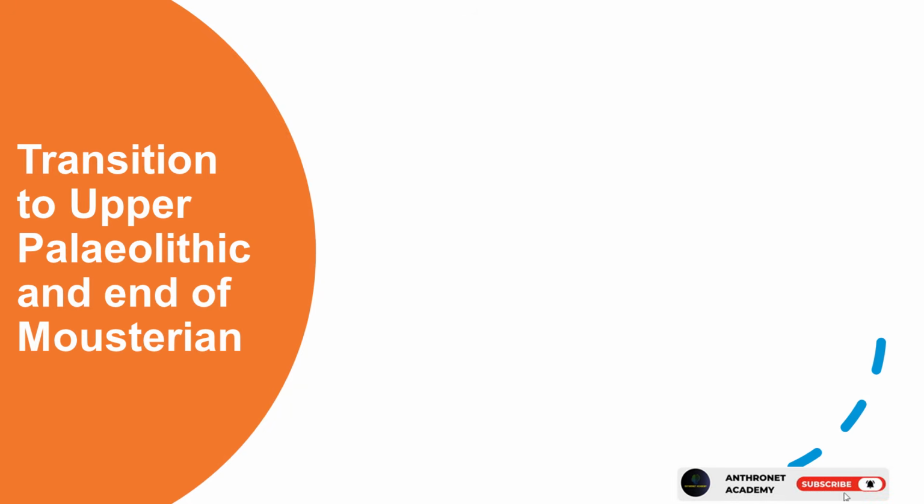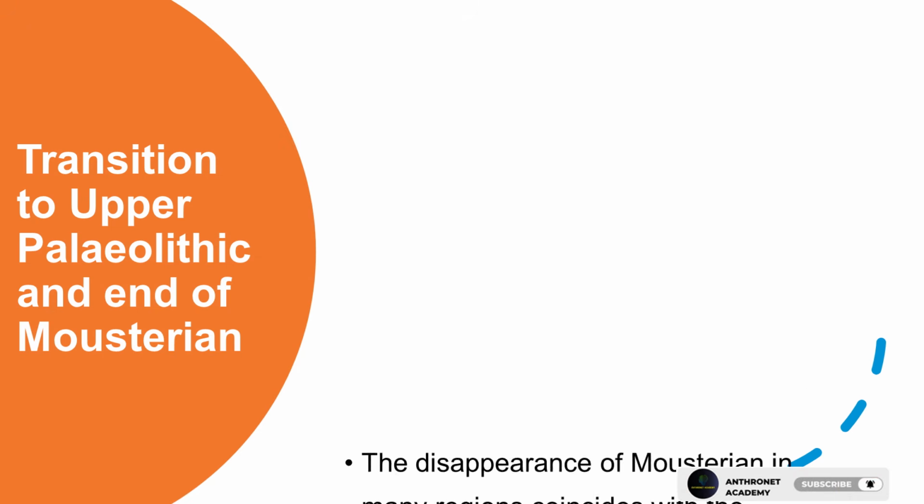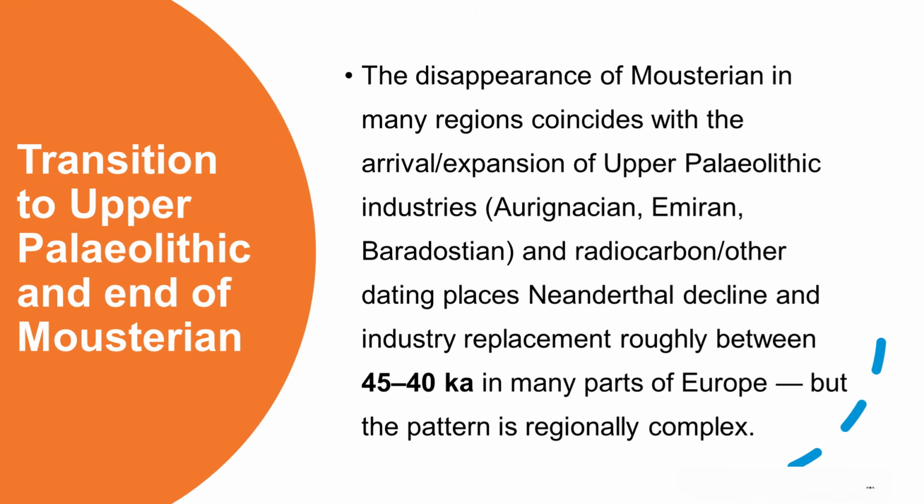Transition to Upper Paleolithic and end of Mousterian. The disappearance of Mousterian in many regions coincides with the arrival and expansion of Upper Paleolithic industries: Aurignacian, Emiran, Bohunician. Radiocarbon and other dating places Neanderthal decline and industry replacement roughly between 45 and 40 Ka in many parts of Europe, but the pattern is regionally complex.